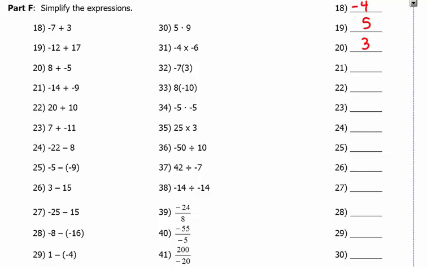21, the signs are the same now, so I add the numbers together and keep the sign. 22, add those together, keep it positive because they're both positive. 23, subtract them, that's 4, and it's negative because 11 is bigger than 7.